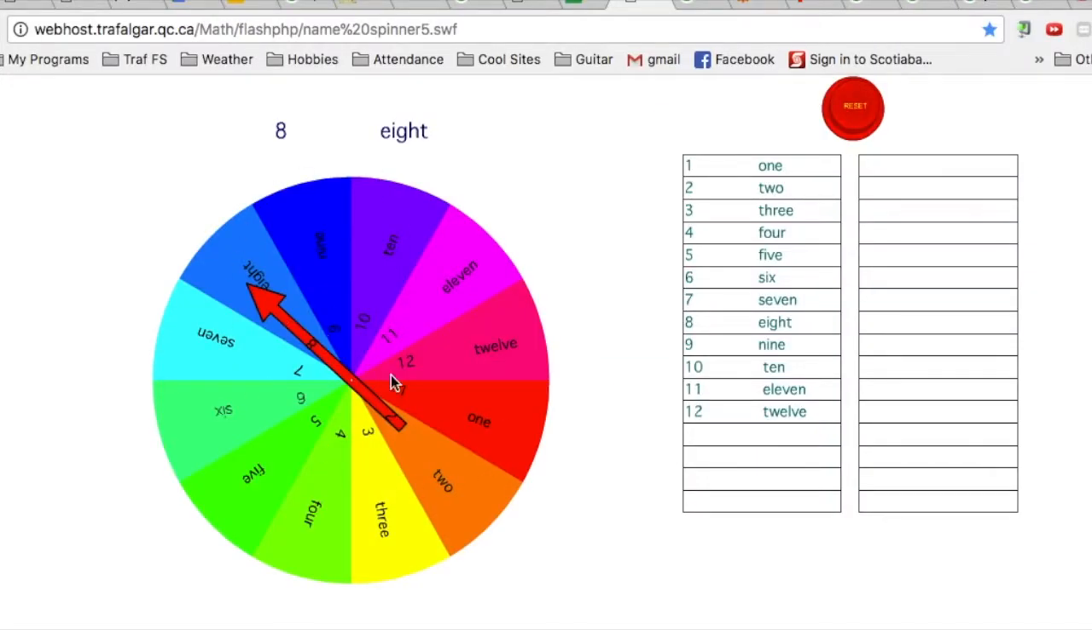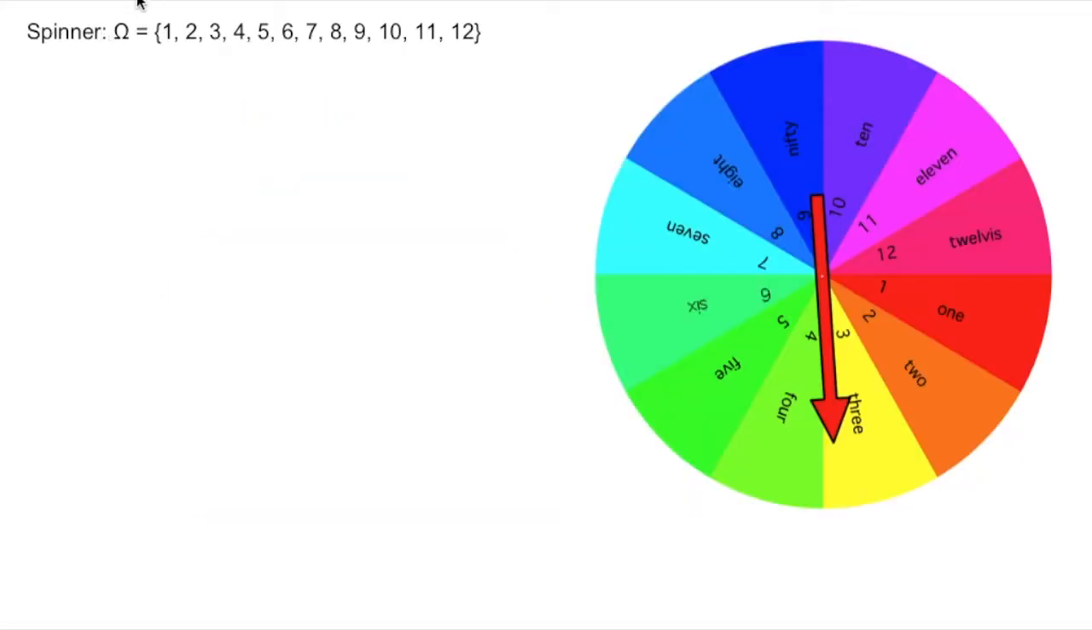Let's say you have a spinner, like a number spinner, and every time you click on the arrow, it spins and picks a number. If I press reset, each time I spin, I can pick a different number. So this is totally random. I can get 9 twice in a row, or 3 times in a row. Not going to be very likely, but these are the different outcomes that I can get. The spinner would have an omega of 1, 2, 3, 4, 5, 6, 7, 8, 9, 10, 11, 12. Those are all the different outcomes you can get.